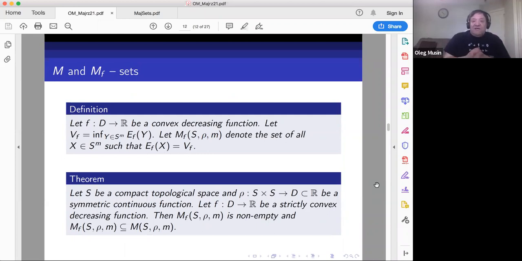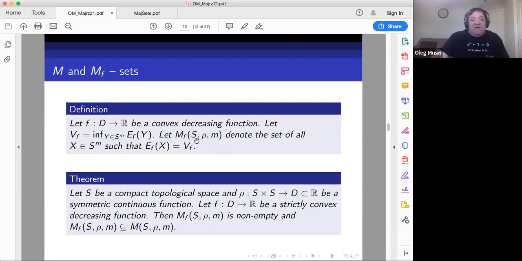We compare with functions. Namely, let us consider a convex decreasing function as above, and we define the M_f set, I mean M set with respect to f, as follows. Suppose there exists the infimum V_f, the infimum of the energy over all M sets, right?